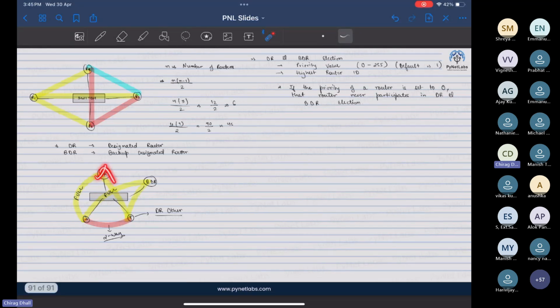When will BDR get into the picture? Whenever DR goes down, my BDR will start operating as DR and will change its role to designated router. When this becomes a designated router, some other router might get selected as BDR. Any other questions?